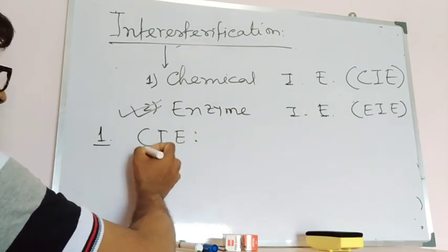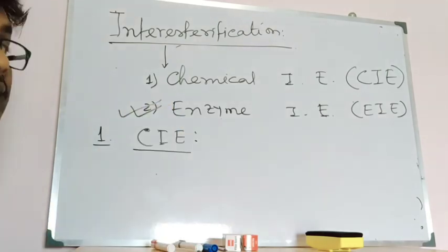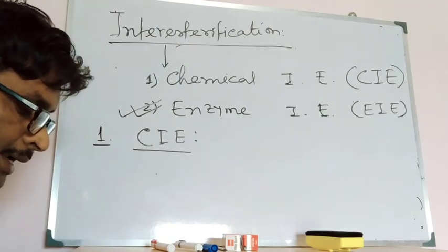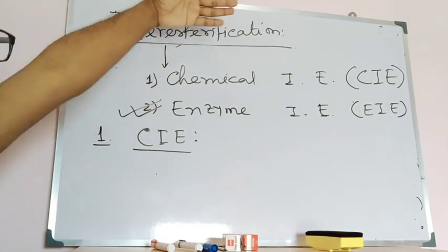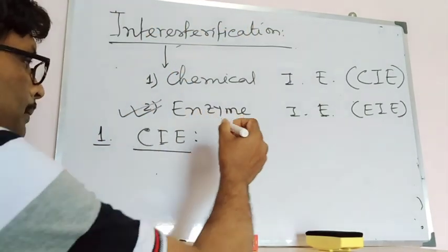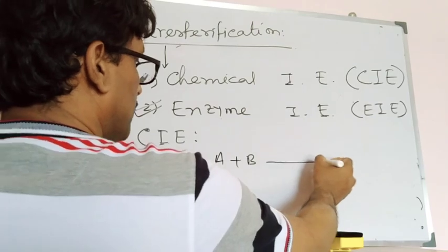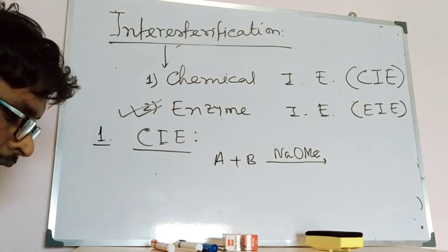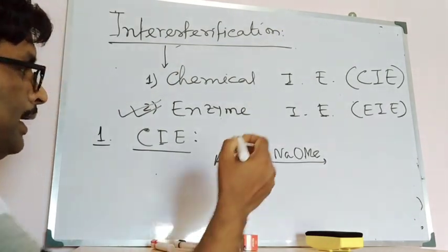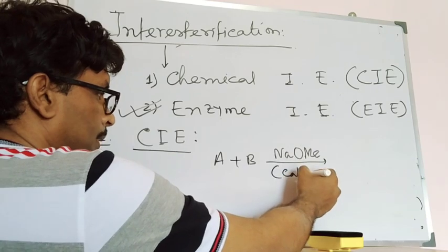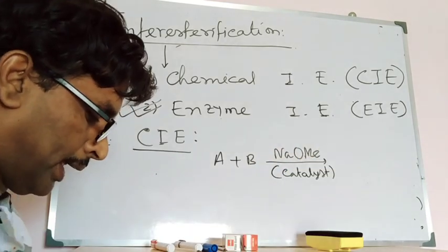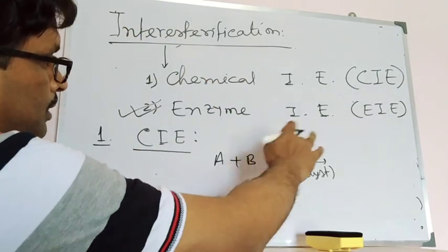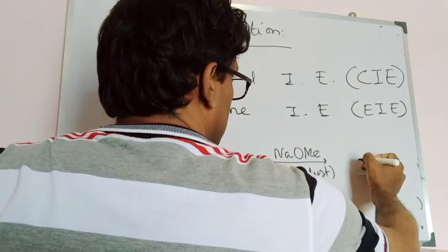Chemical interesterification: how can we carry it out, and what are the drawbacks? This chemical interesterification is accomplished by treating the glycerides, that is A and B, with sodium methoxide. So A plus B is treated with NaOH, using this NaOH as a catalyst. We can convert a large number of them into the others, so this will be a mixture.